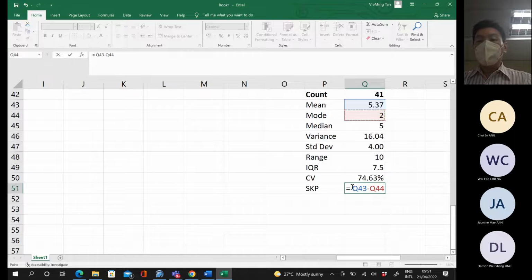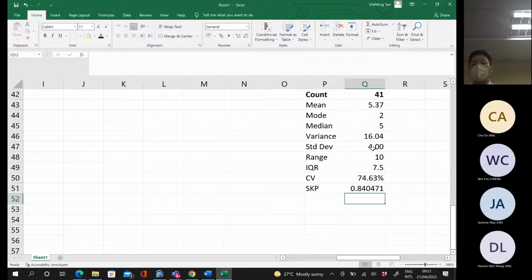Okay, in order to differentiate the numerator, so usually I like to put brackets aside the numerator. Okay, then divided by the denominator. In this case, is the standard deviation. This one. So bear in mind there is no unit for SKP. Yeah. So answer is about 0.84. Okay, positive. So that means the data distribution is skewed to the right. Okay, for this question.